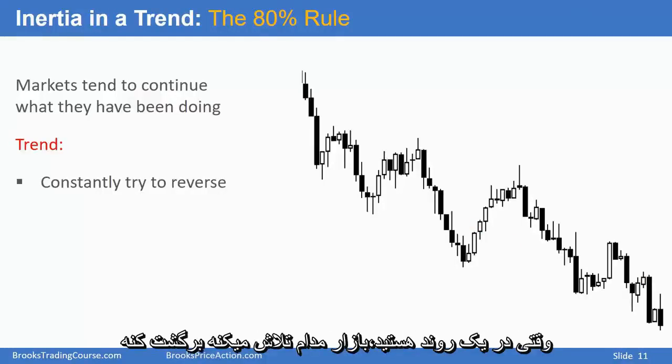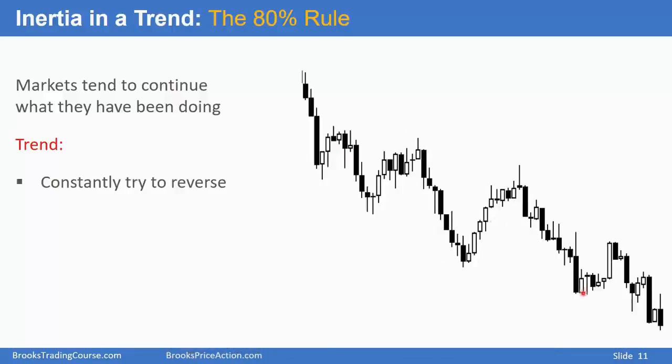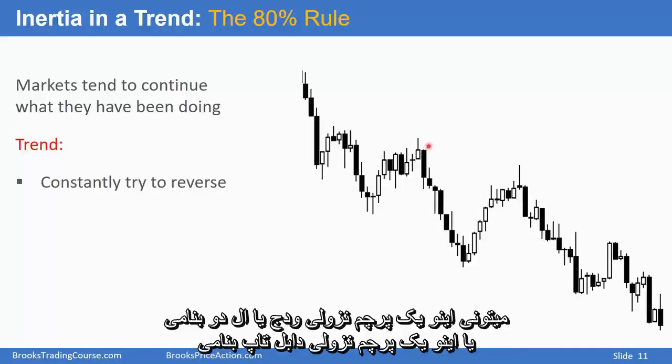Whenever you're in a trend, here a bear trend, the market's constantly trying to reverse. But 80% of the reversal attempts will fail. They become bear flags, and the trend continues. Every time it reverses, bear flag. Reverses again, bear flag. You can call this a wedge or a low two bear flag. You can call it a double top bear flag.